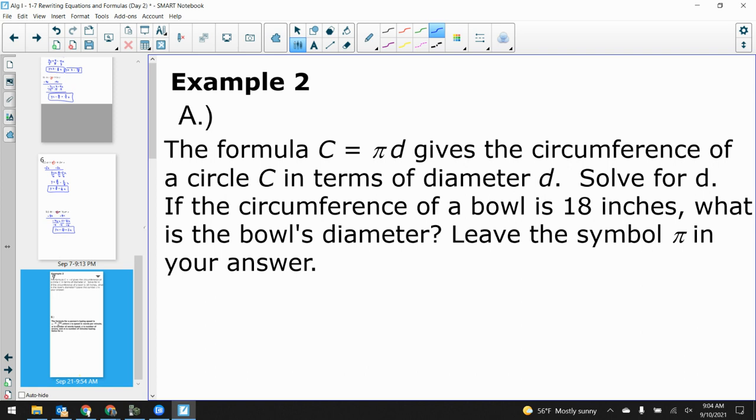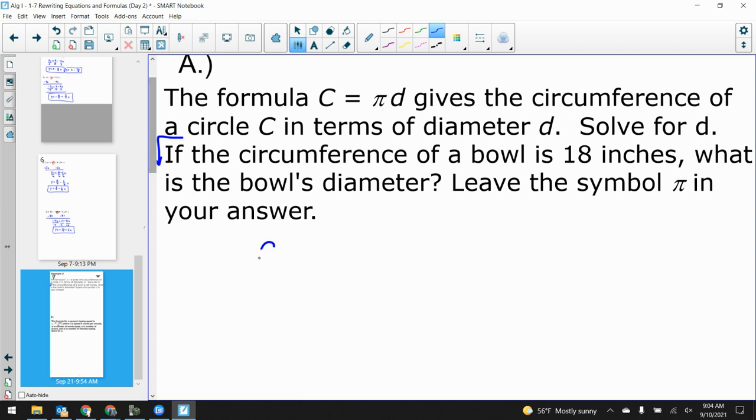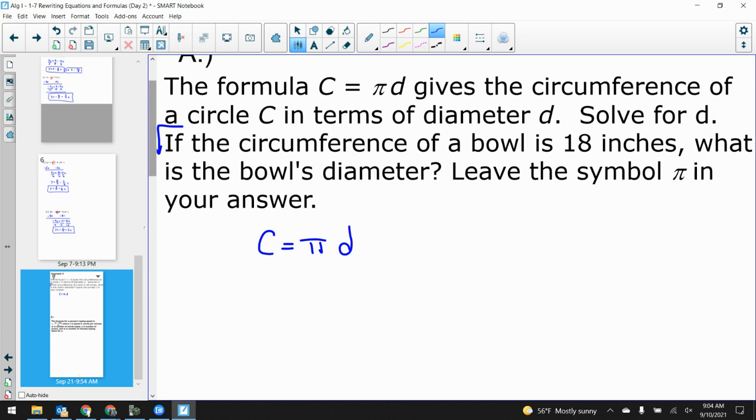Now, the first thing it asks me to do is solve for d. I'm going to hold off on this second piece of the question. I'm going to answer the first part. C is equal to pi times d. How do I solve for d? Divide by pi. Okay, so let's do that. We divide by pi over to the other side. So C divided by pi is equal to our diameter.